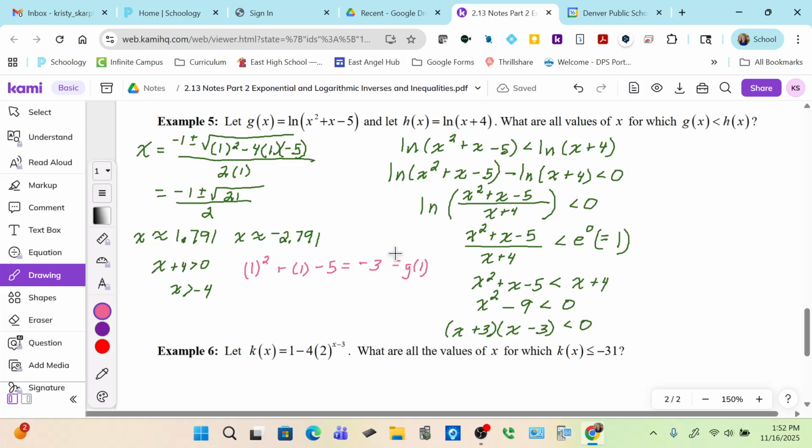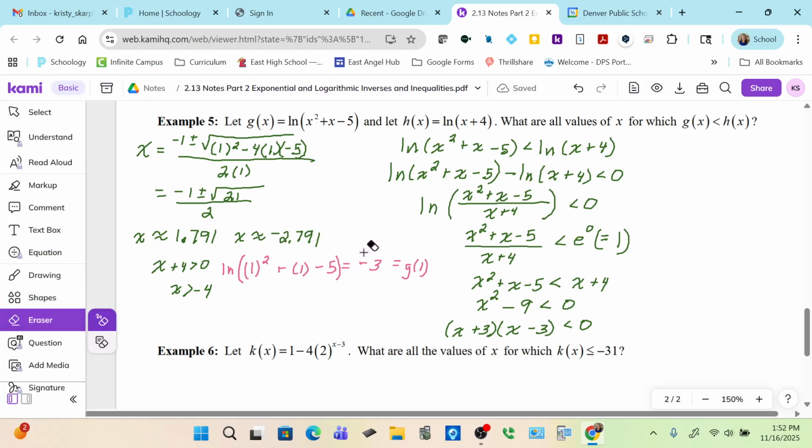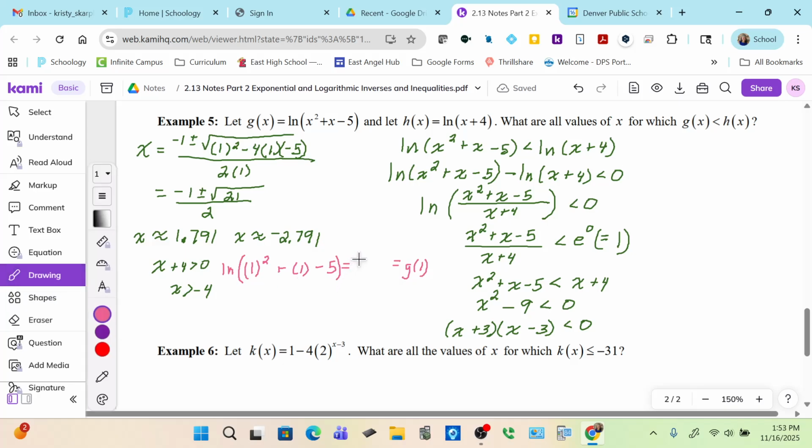Or I shouldn't say it is negative 3. It would be the natural log. The natural log of all of this would give me the natural log of negative 3, which we cannot find. Let me write this a little bit better here. So we know that it's not going to be less than 1.79 because 1 is less than 1.79, and we can't find the natural log of negative 3.